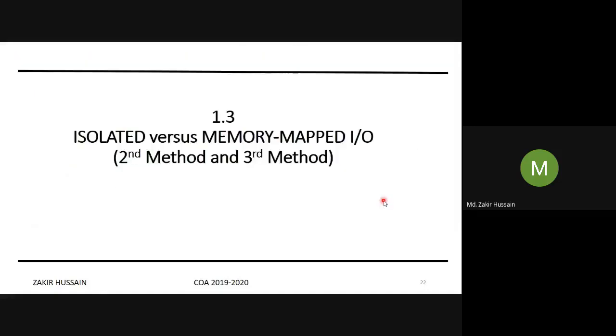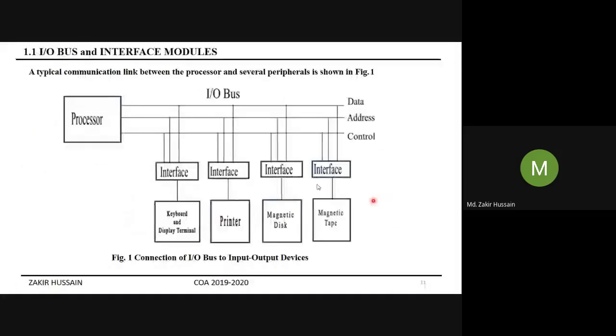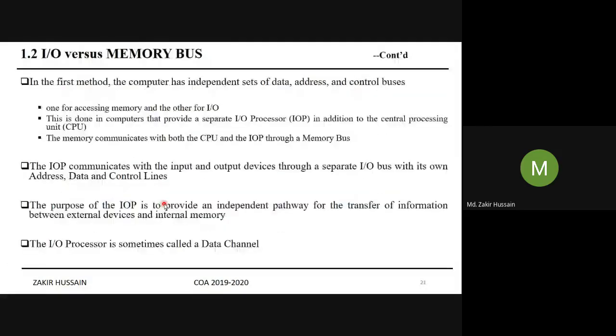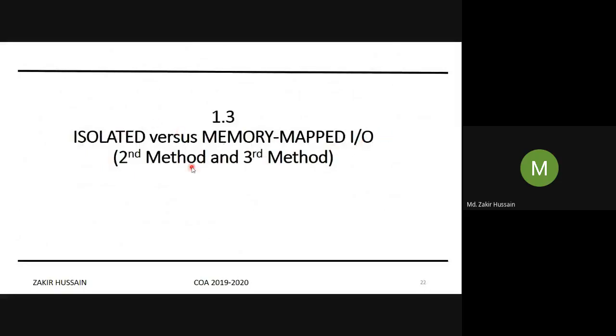When the processor wants to transfer anything to the I/O devices, or take anything from the I/O devices, the control signals available are I/O read or I/O write, depending upon the requirement. If the processor wants to communicate with the memory, then the control signals are memory read and memory write. So there are two separate sets of control lines, whereas the data line and address line are common. That is the second method, called isolated I/O, which we have seen yesterday.